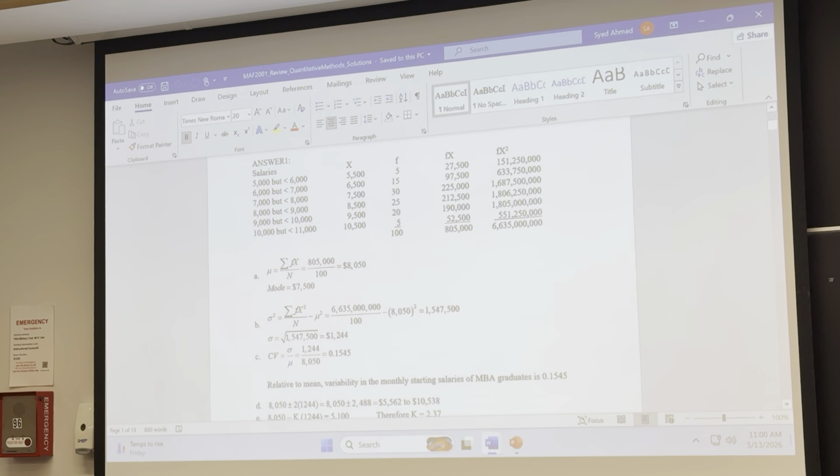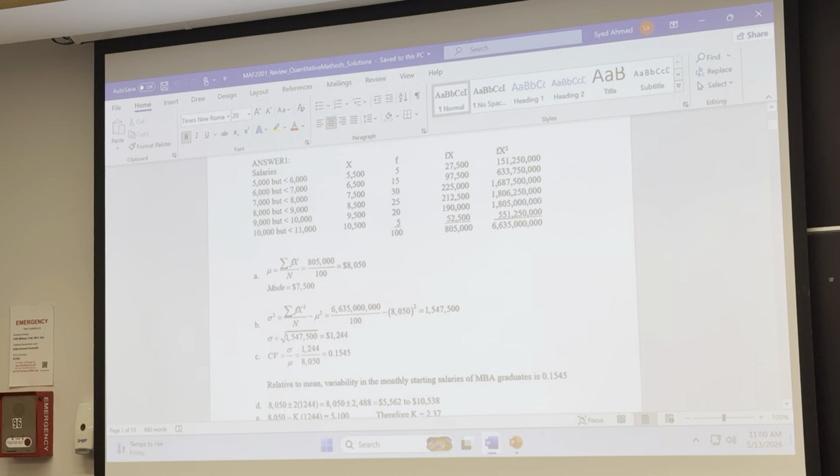Now, the next question is, assuming a normal distribution, within what range 95% of the salaries will fall? Approximately 95% of the values, if a distribution is normal, approximately 95% of the values will fall within two standard deviation of the mean. It's just an approximate number, it's not a precise exact number. Okay, it's just an approximate number. And approximately 100% of the values will fall within three standard deviation of the mean.